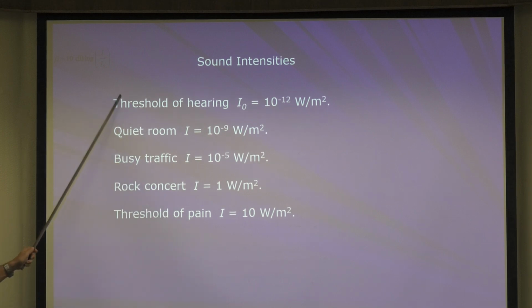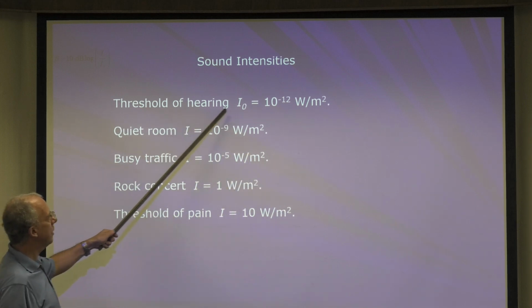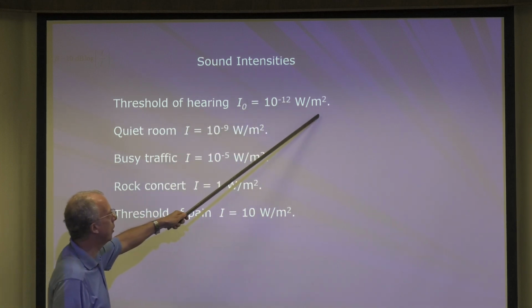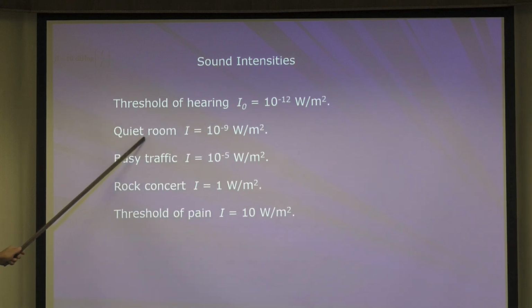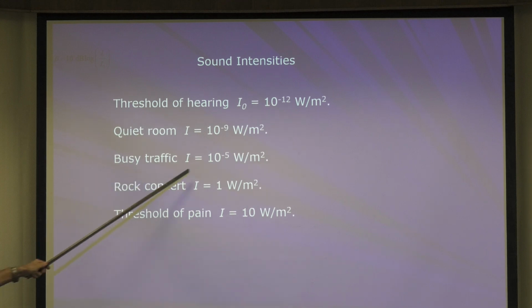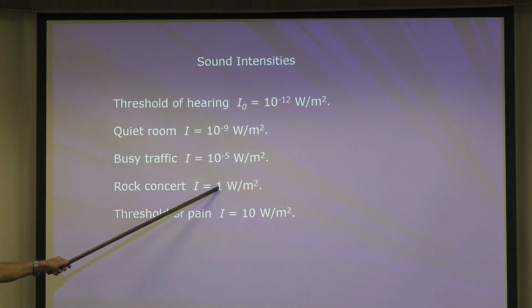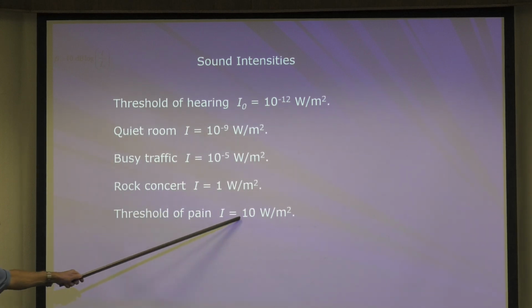All right, so look at these numbers here. The threshold of hearing, if you're young and healthy and everything: if the intensity is 10 to the minus 12 watts per meter squared, you can just barely hear it. In a quiet room, 10 to the minus 9 watts per meter squared. Busy traffic, 10 to the minus 5. Rock concert, 1. And then threshold of pain, 10.